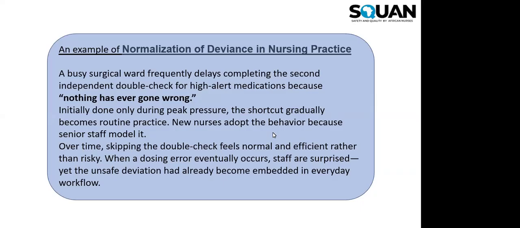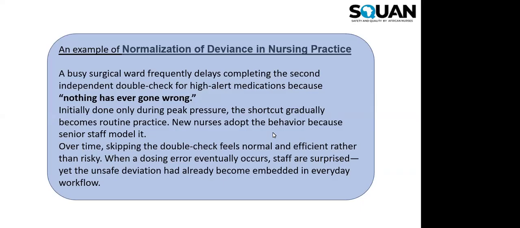In the first phase, when everybody's momentum was high, they were doing it, but the shortcut gradually became routine practice. New nurses adopted the behavior because the senior staff were modeling it. And then over time, skipping the double check seems normal. Giving insulin, just go and give, it's okay. It's not different from the one we gave yesterday, right? Just go and give. It seems efficient rather than risky. When the dosing error eventually occurs, staff are surprised. How come? Yet the unsafe deviation had already become embedded in the everyday workflow.